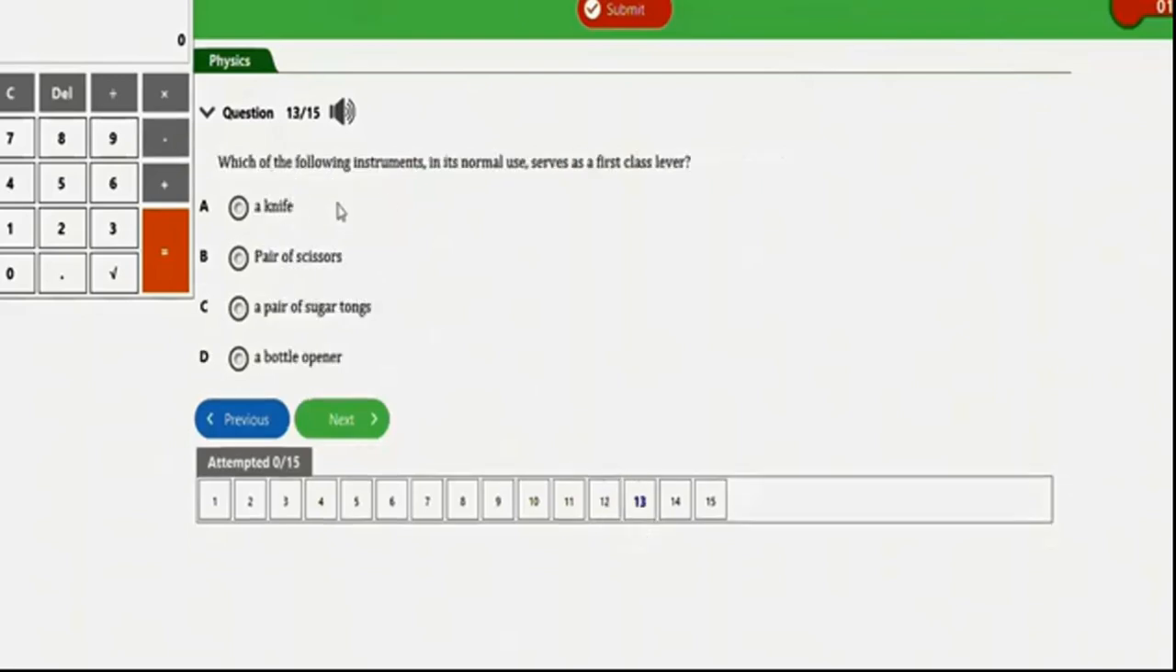So this question says, which of the following instruments in its normal use serves as a first class lever? We have a knife, we have a pair of scissors, we have a pair of sugar tongs, we have a bottle opener. So the correct option to this question will be option B, which is pair of scissors. The next question will be this one.